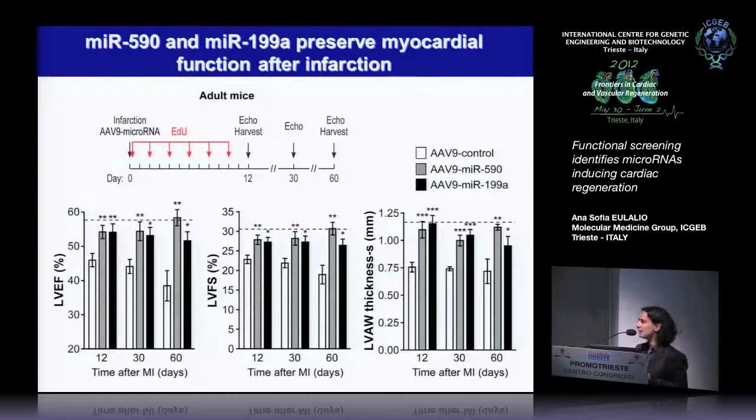And we looked at several cardiac parameters. Here I'm showing the results for ejection fraction, fractional shortening, and left ventricular anterior wall thickness. And as you can see, for example, if we look in more detail at ejection fraction, we have in the animals injected with the 2 microRNAs a complete restoration of these cardiac function parameters to almost the level of non-infarcted animals, and this becomes even more clear if you look at the results 60 days after myocardial infarction.